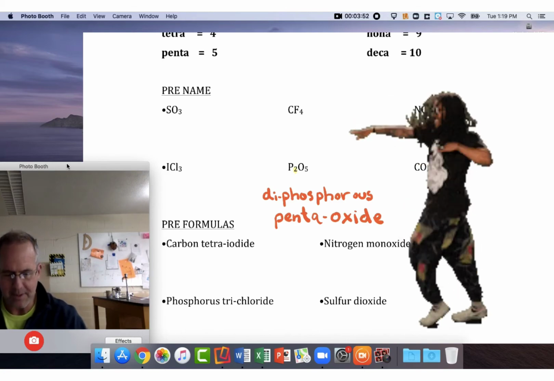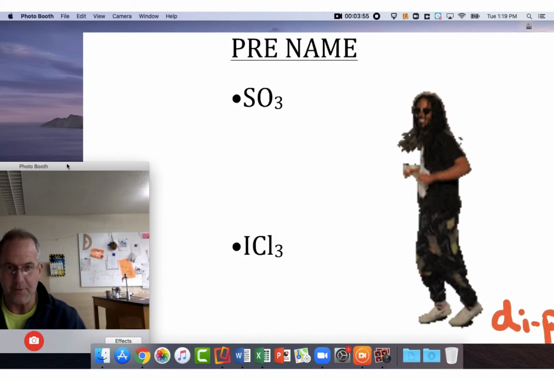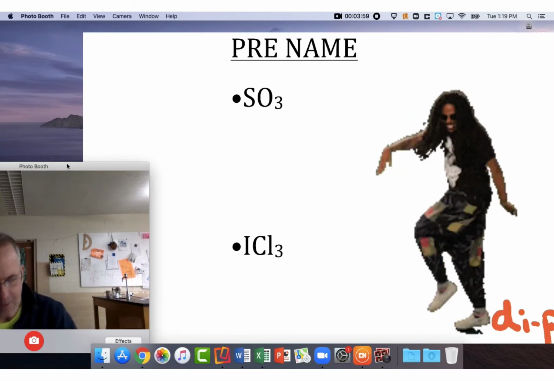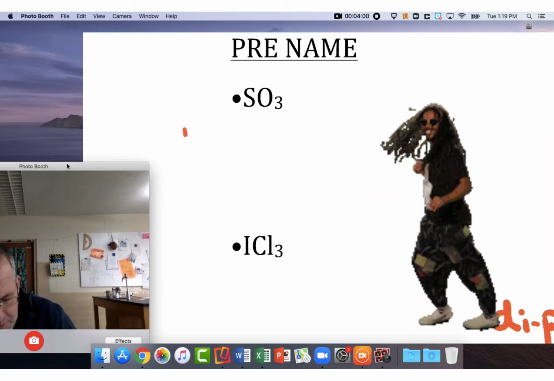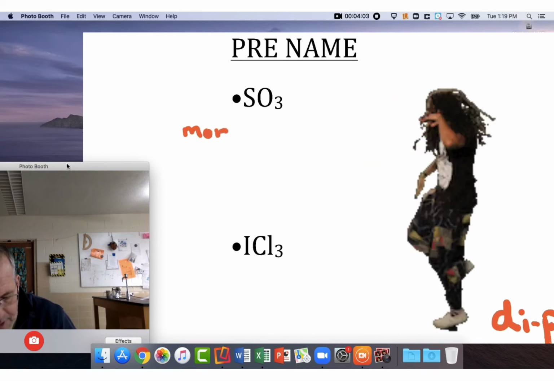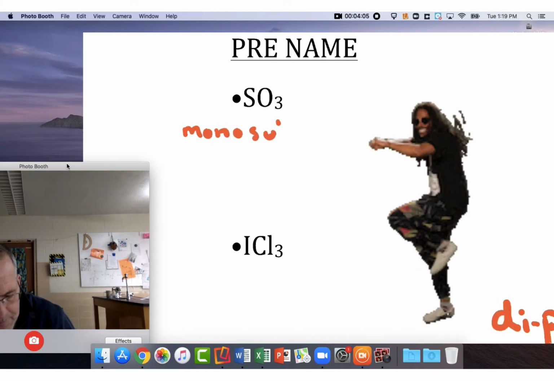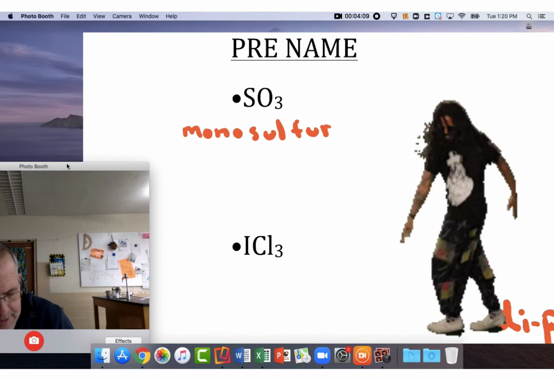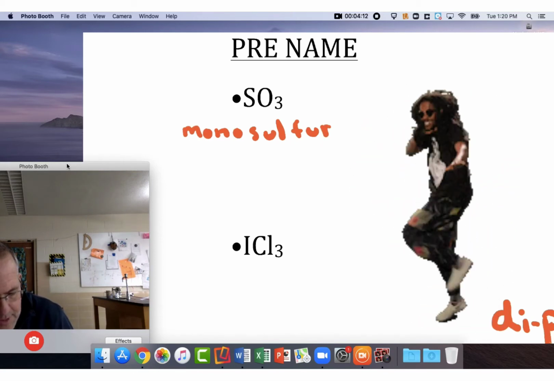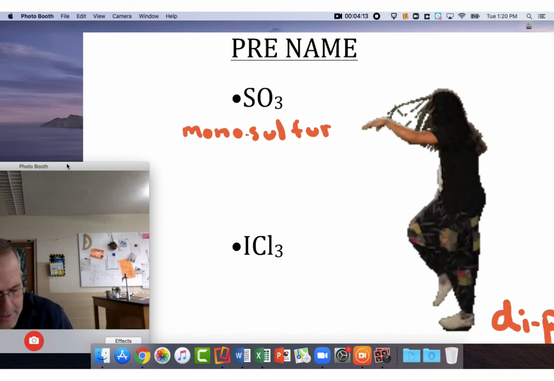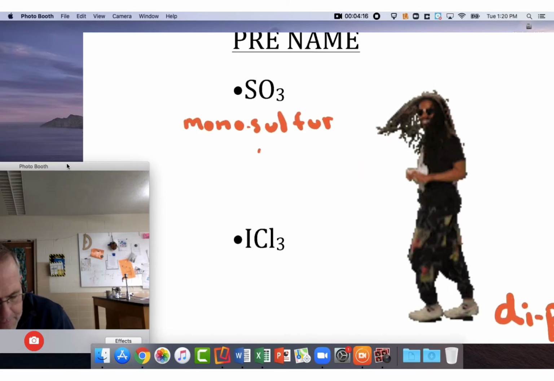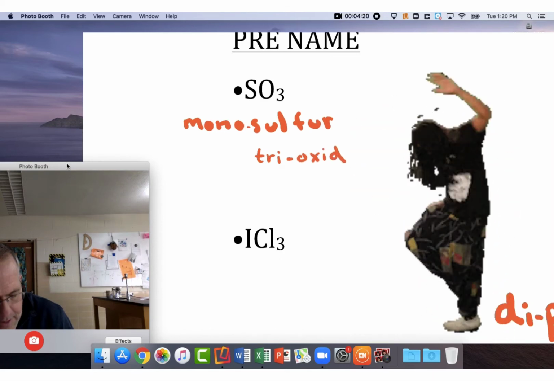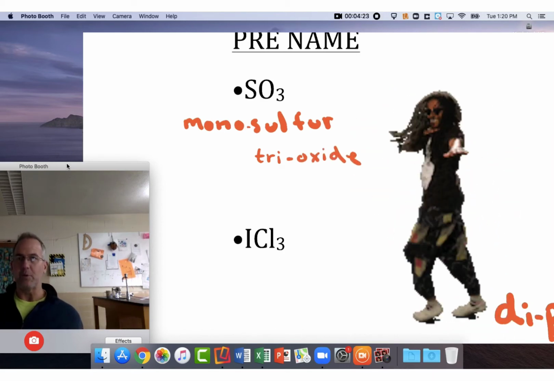Now look at this, the first one. We have 1 sulfur, and we have 3 oxides. So I'm going to do this, and I'm going to tell you what I'm doing wrong after I do it. We have mono, sulfur, right? And then trioxide. Okay, now that's what we'd think it would be.